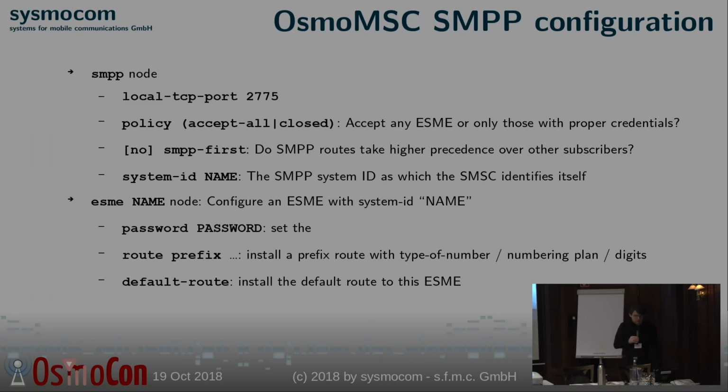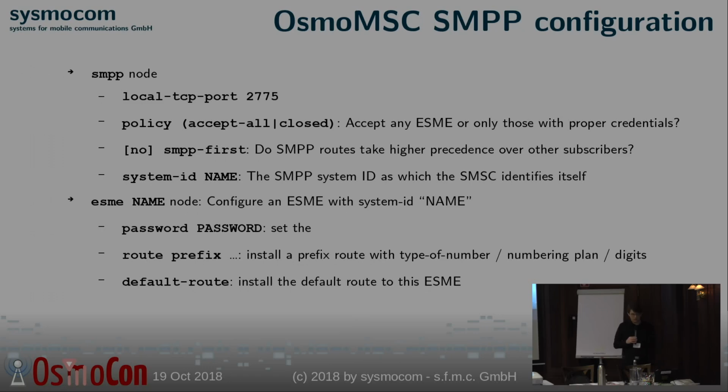And then for each ESME, you can define routes, and the routes will define which destination phone numbers will be routed to that ESME. So when a mobile station sends an SMS, then the routing table is consulted based on the destination phone number that you send that SMS to. And then if you have a prefixed route that matches the phone number in the SMS, then it will be routed to that given ESME.